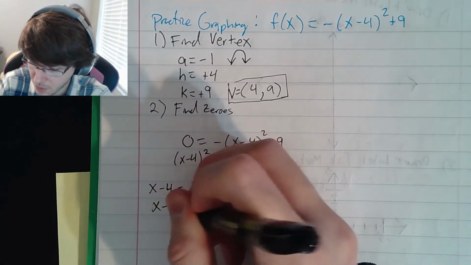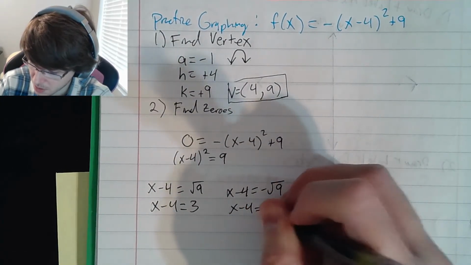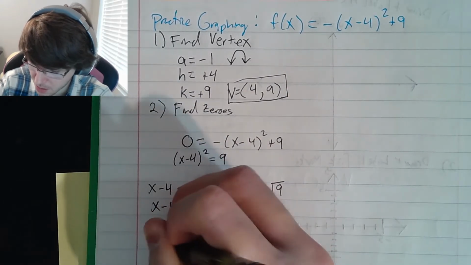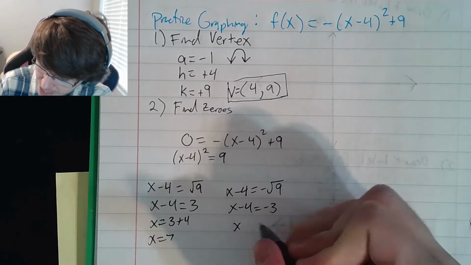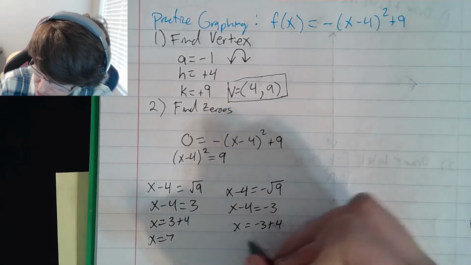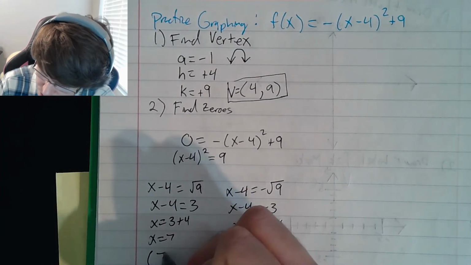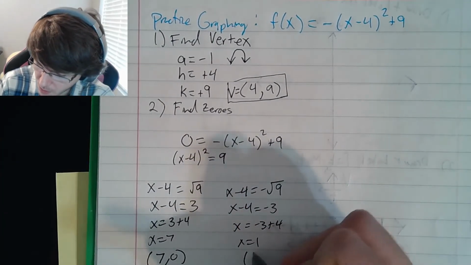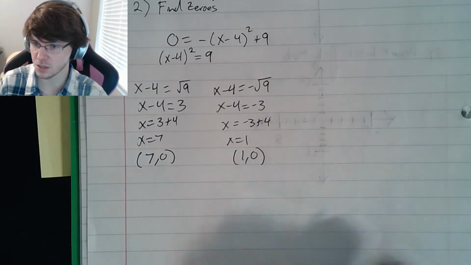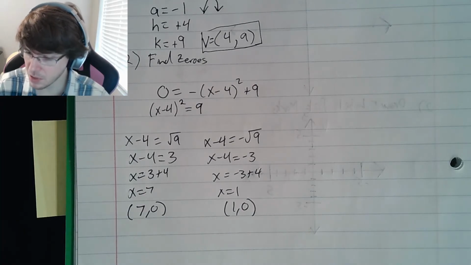X minus 4 equals 3. I'm going to speed through this next part because it is easier. 3 plus 4, we got x equals 7. We got x equals negative 3 plus 4, so we got x equals 1, which means that we have the coordinates 7, 0, and 1, 0. That was the whole point of doing this question, is you have these extra zeros going onto the question. And now what do we do? We graph.